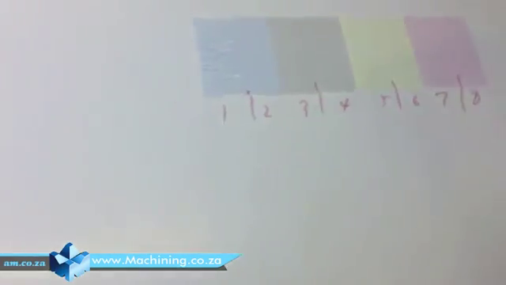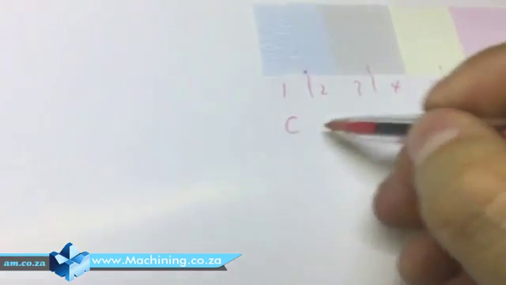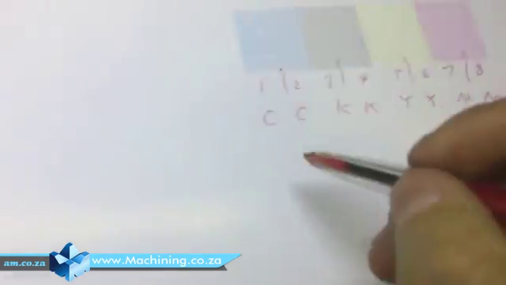And so basically this is corresponding to 1, 2, 3, 4, 5, 6, 7, 8, total 8 nozzles. The first two is C, then K, and Y, and M, M. So that's the order of your ink.